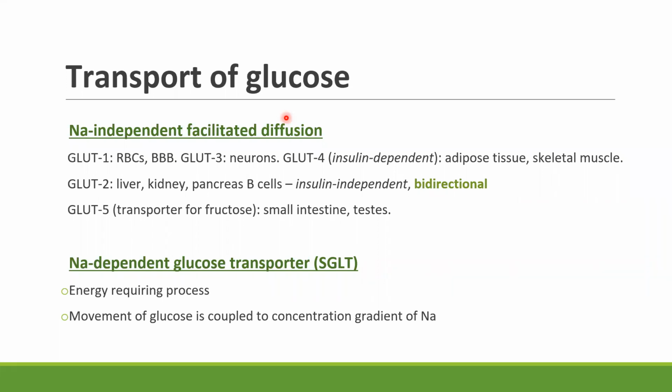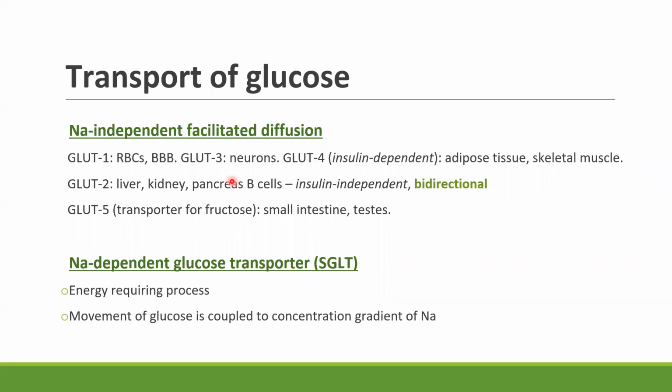And here we have GLUT1. Why is it called GLUT? Because you take the first three letters of glucose, which give you the "glu", and T means transporter. So it means glucose transporter 1, glucose transporter 2. You should remember that GLUT1 is used in the red blood cells, and GLUT2 in the liver, kidney, and pancreas beta cells. GLUT3 is in the neurons, and GLUT4 in the muscles and the adipose tissue.